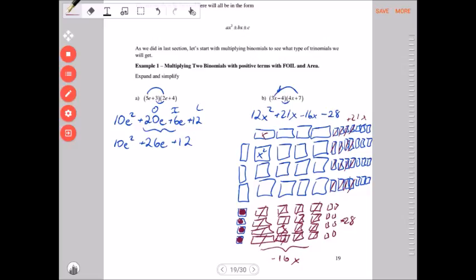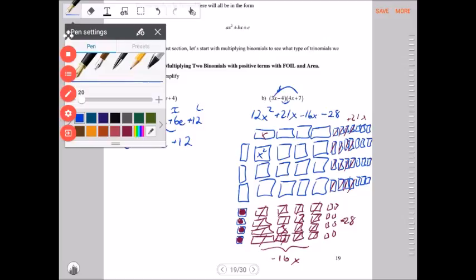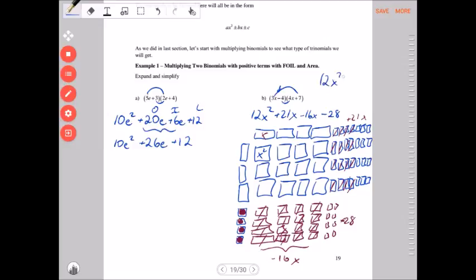Okay, either way, the final answer here is 12x squared, plus 21 minus 16 makes plus 5 x's. And then we end up with minus 28. So there's our answer there. Okay, great.